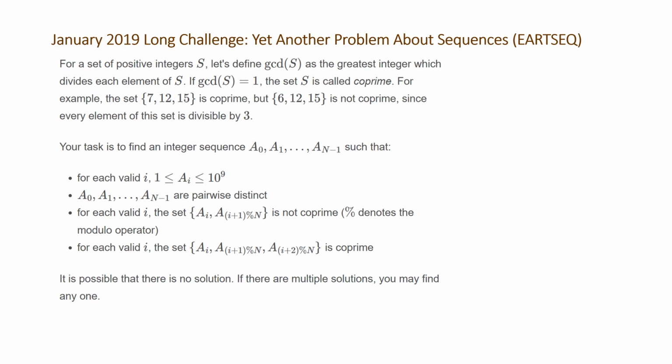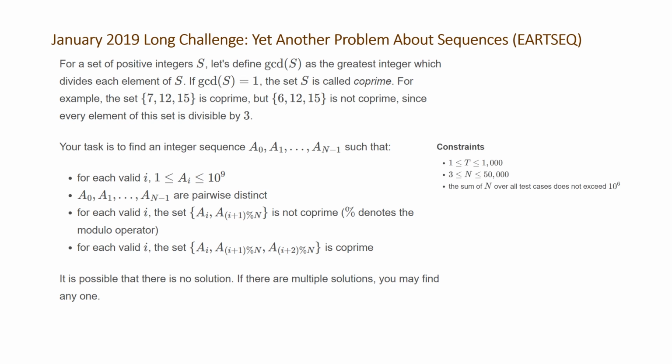For each valid i, the set ai, ai+1 modulus n is not coprime. The percentage denotes the modulo operator. And for each valid i, the set ai, ai+1 modulus n, ai+2 modulus n is coprime. It is possible that there is no solution. If there are multiple solutions, you may find any one.